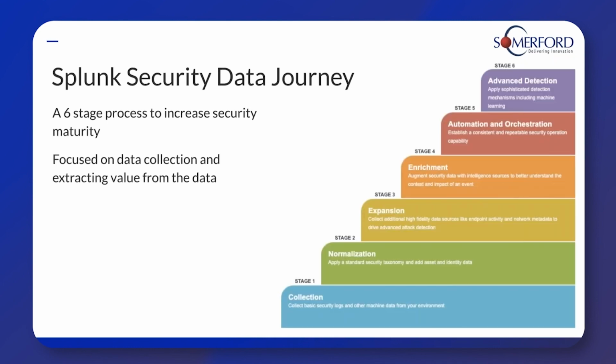So these are the 6 stages. They start at collection, normalization; these 2 are the focus right now. Then we'll think about expansion and enrichment in the next one, and then we'll start thinking about automation, orchestration, and advanced detection in the final part of the series, okay? So come back for those. As I say, we're going to start on the first 2 things.